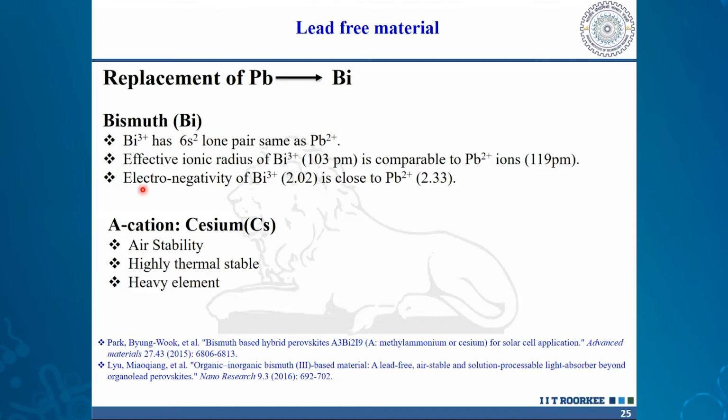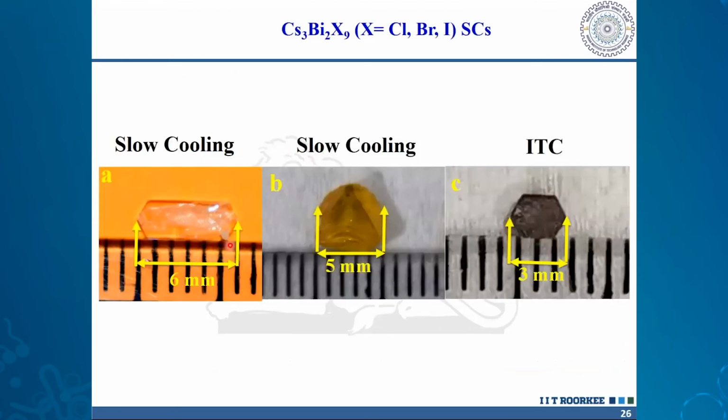And since it has already been proven by different experiments that the inorganic cesium-based perovskite gives a very stable perovskite structure, we also tried to replace the organic MA and FA cations with cesium, which leads to air stability and very high thermal stability, and also minimizes all the other disadvantages associated with organic cations. So we have grown these lead-free perovskite single crystals by using the slow cooling method and also the inverse temperature crystallization method.